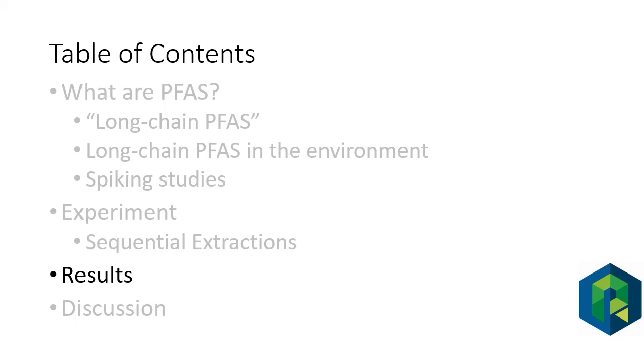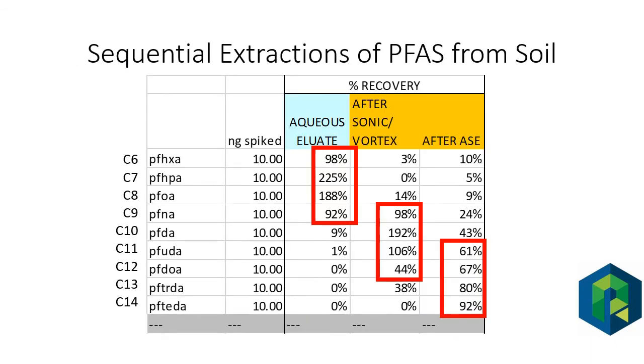So let's look at the results of that. Now, I only want to show you the acids right now because the acids illustrate the trend that I want to show you most clearly. So here we have 6 carbons to 14 carbon perfluorinated alkyl acids spiked in at 10 nanograms. And in the first column under percent recovery, we look at the aqueous eluate.